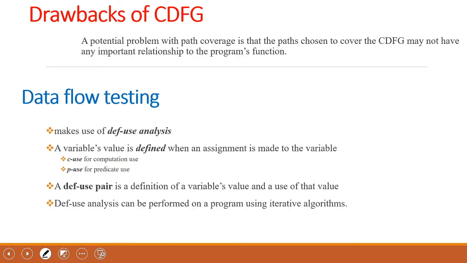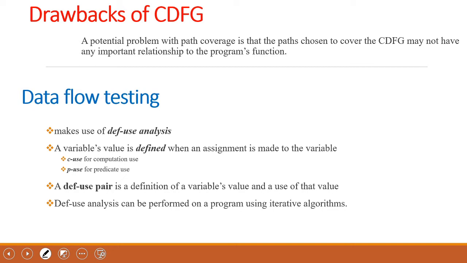The drawback of control flow graph testing is the potential problem with path coverage: the paths chosen to cover the control flow graph may not have an important relationship to the program functions. When you start to check all of the control flow graph, it will not check the program functions properly. So to overcome this problem, we are going with data flow testing.